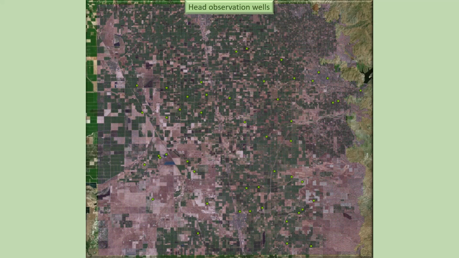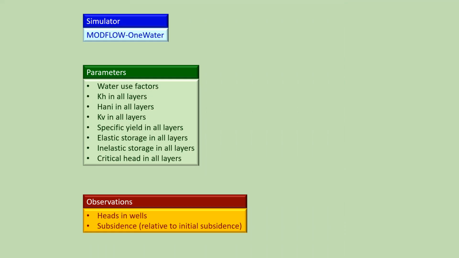The calibration data set consisted of heads in a number of observation wells and also subsidence. Each layer of that model domain was assigned many parameters: hydraulic conductivity, but also horizontal anisotropy, vertical conductivity, specific yield, elastic storage, inelastic storage, and critical head.